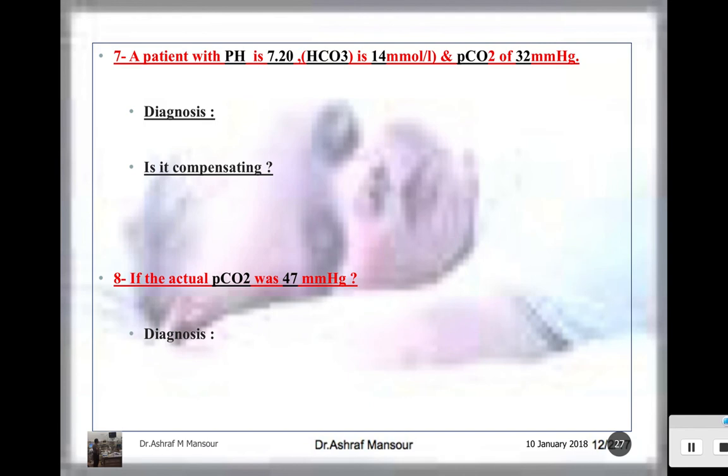Number 7, a patient here with an acidotic pH of 7.2, and the bicarb is very low, so it may be the cause of the acidosis, metabolic acidosis. The CO2 here is 32, so there is some CO2 washout. So what is the diagnosis here? It is metabolic acidosis, and the CO2 wash tries to compensate. Is it full compensation or partial compensation? Let us calculate.